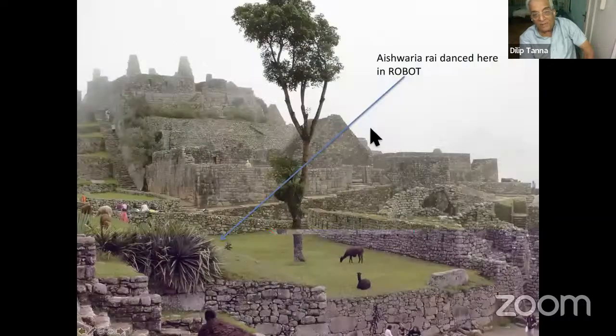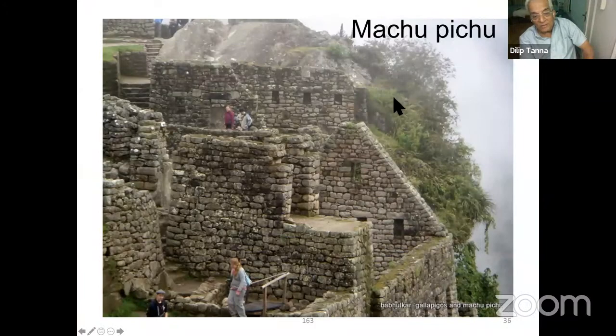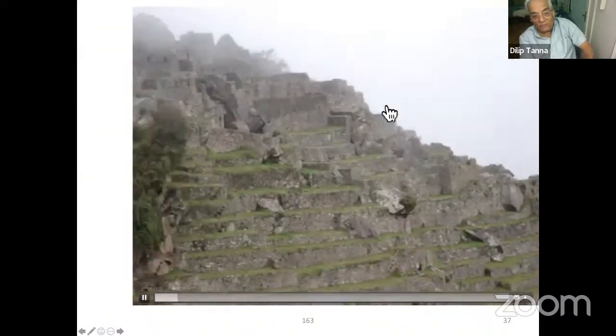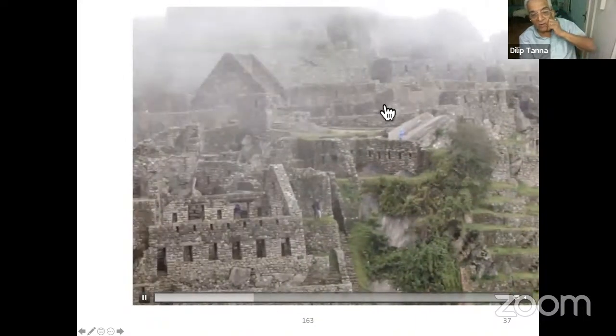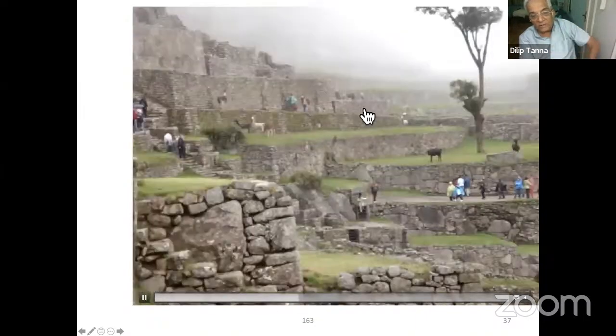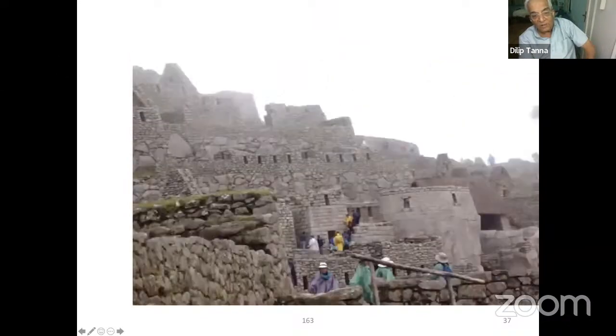And here is the one, if anybody has seen the picture Robot, Aishwarya Rai was dancing over here. This is Machu Picchu, typical Machu Picchu as it is. You can see the whole civilization, which was excavated, and it is today the real wonder of the world.